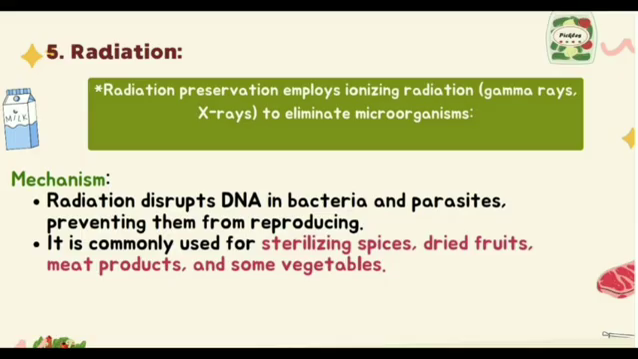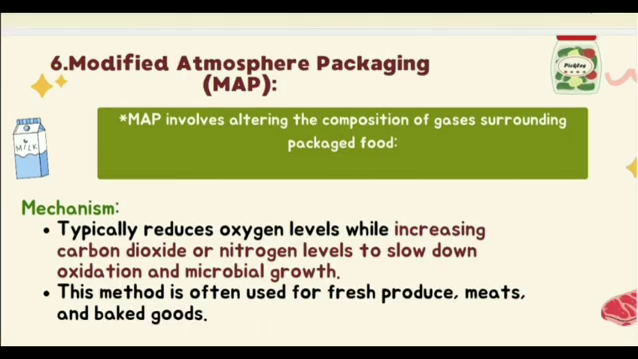Radiation. It is also one of the most widely used techniques for food preservation. Radiation preservation employs ionizing radiation, which includes gamma rays and X rays, to eliminate the microorganisms. About its mechanism, radiation disturbs the DNA in bacteria and parasites, preventing them from reproducing. It is commonly used for sterilizing spices, dried fruits, meat products, and some vegetables.